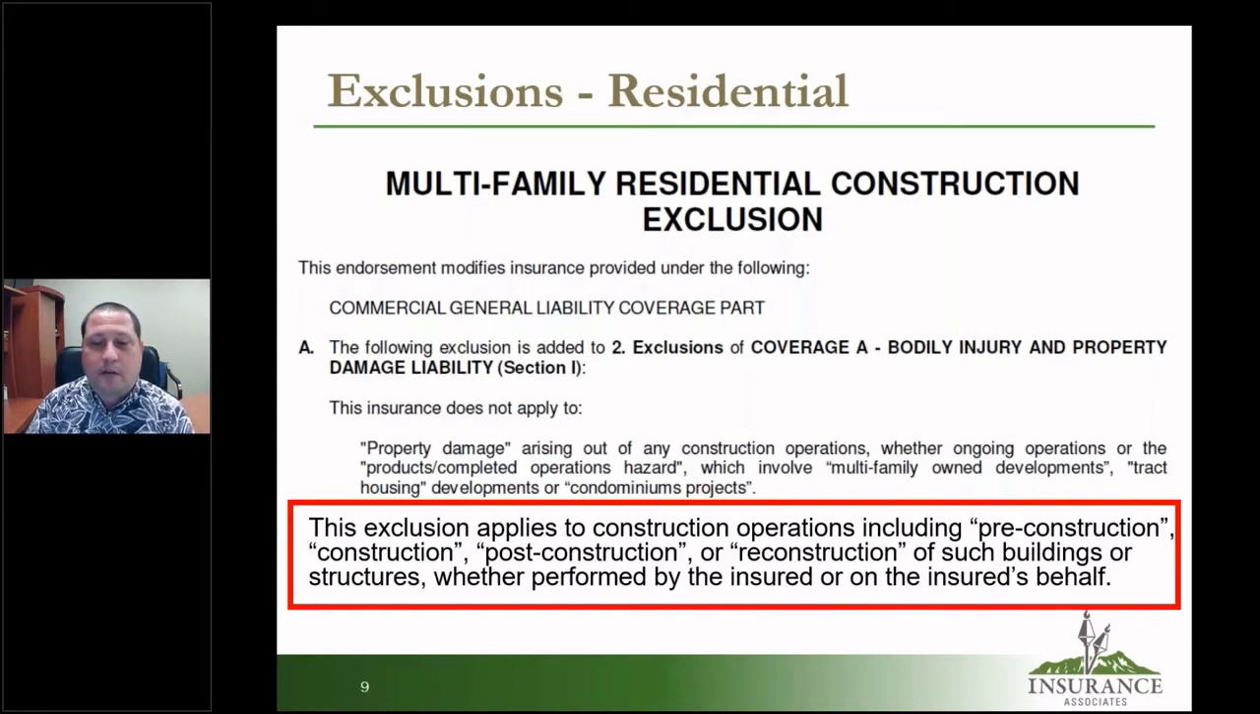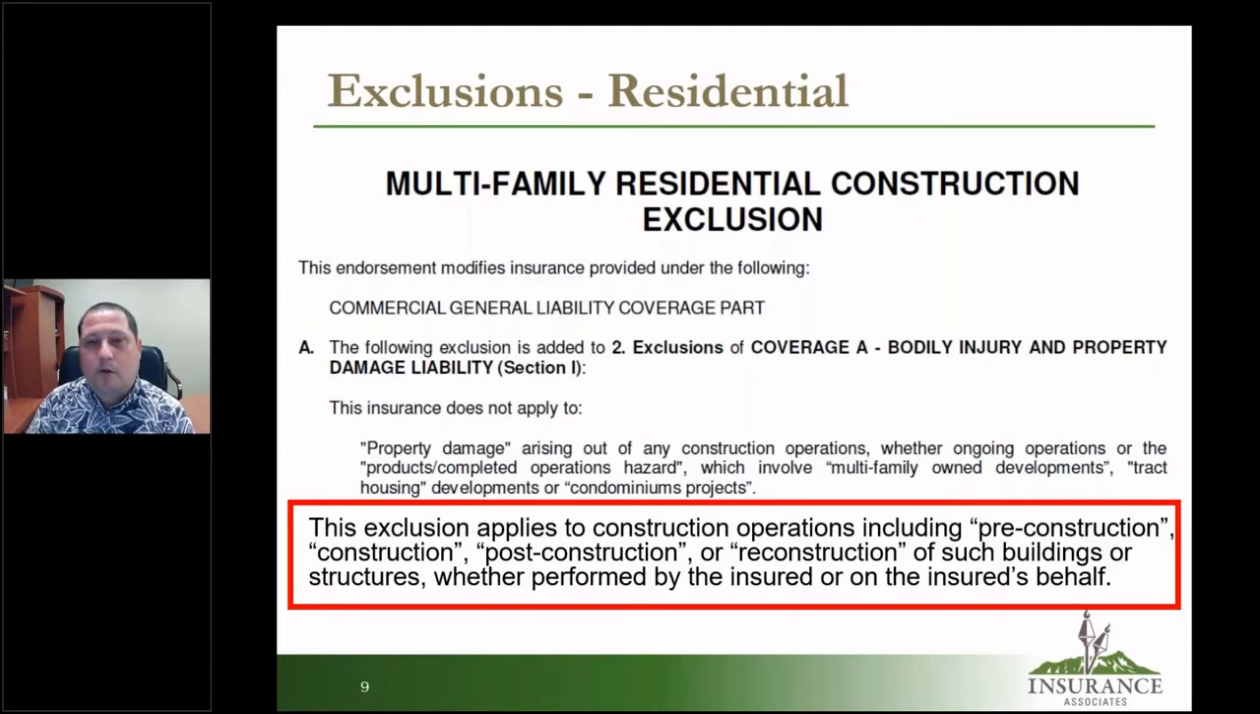The next exclusion is my least favorite of all. It's the multifamily residential construction exclusion. The wording varies by insurance company, but this is a very bad exclusion. It pretty much excludes all coverage for work done in condos. Some companies don't want to cover the potential loss times however many units there are where the contractor could potentially make the same mistake or use the same faulty materials over and over again.